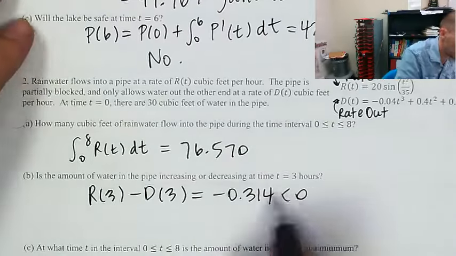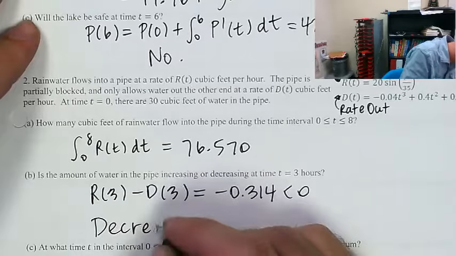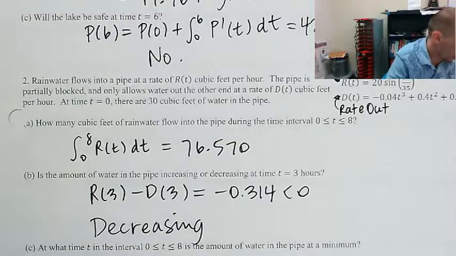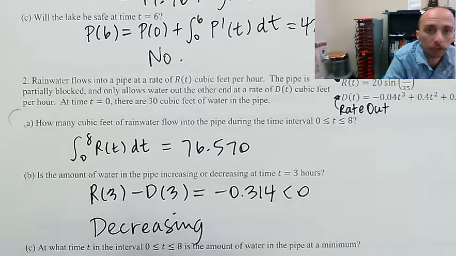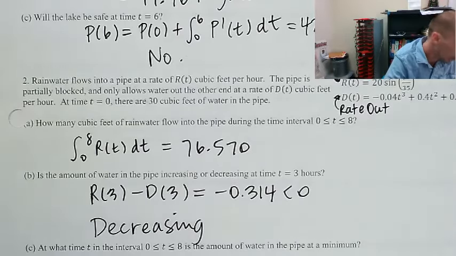Okay, so I would say it's decreasing. You could also find the value of R of 3, find the value of D of 3, compare them, and say, well, it appears that D of 3 has to be greater than R of 3, so it's draining faster than it's flowing in. And as a result, if it's draining out faster than it's flowing in, the amount of water is decreasing. We know that.